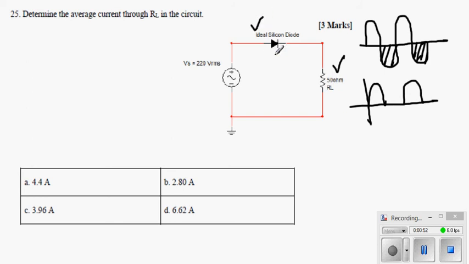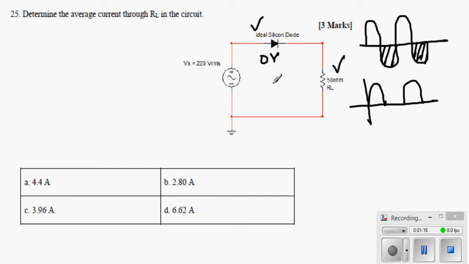Now, the key word is ideal. If you have an ideal diode, we're assuming that when the diode is forward biased, there will be 0 volts across the diode. And when the diode is reverse biased, all the voltage from the power supply will be across the diode, which means that we will ignore the 0.7.